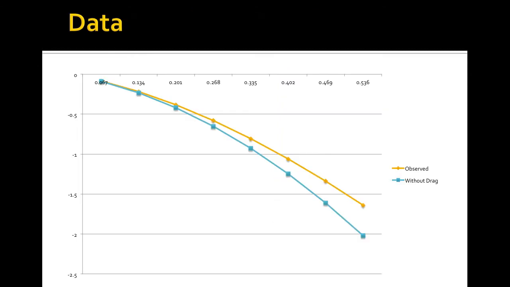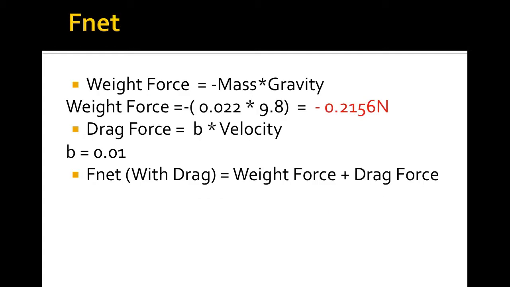Now data is produced, and showing in this data, it shows that the observed and the predicted position match up at first, but then tend to deviate. So this shows that there's another force acting on the object, and this force is called the drag force. So now we have to include the drag force into the F net.